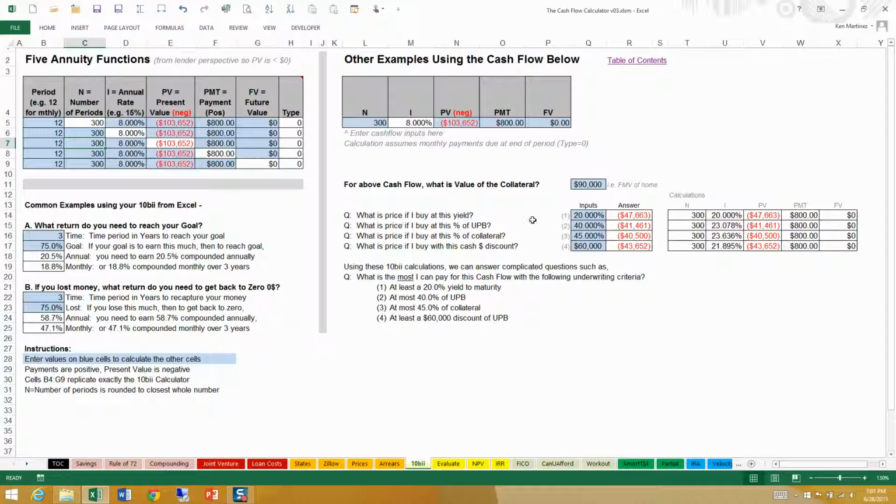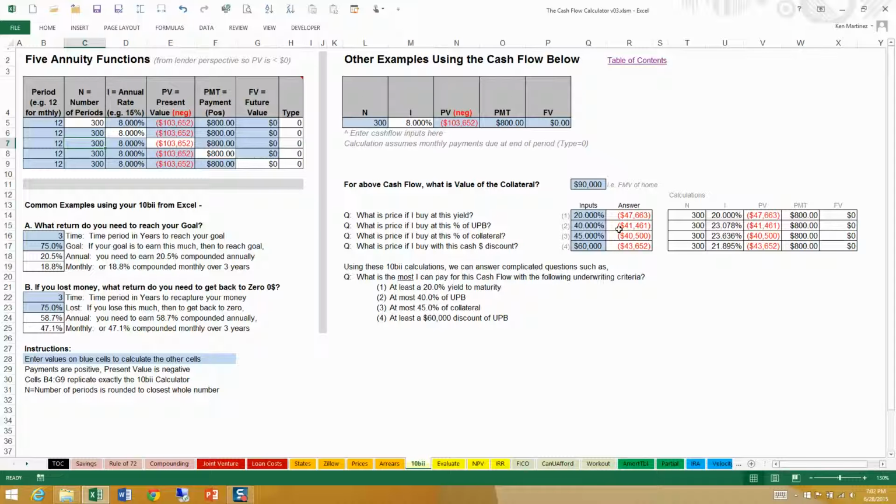So these are the 4 common criteria you want to ask, and then you can combine them here. These 1, 2, 3, 4, saying if your criteria was you want at least a 20% yield, and you want to pay at most 40% of the UPB, and you want to pay at most 45% of the collateral and at least a $60,000 discount, then the most you could pay would be $40,000. That would satisfy all for $40,500.